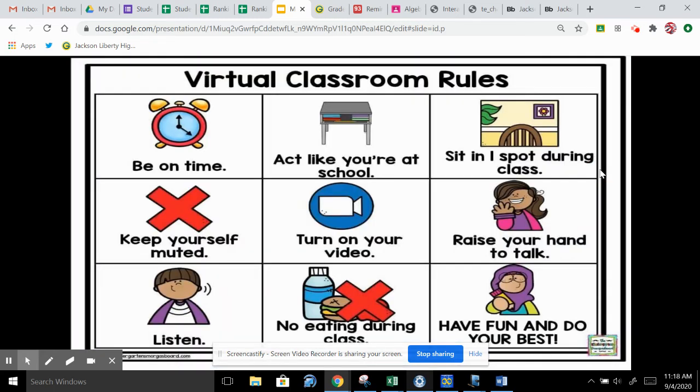Okay, the next page, guys, some virtual classroom rules. Please be on time. Don't keep everybody waiting. Act like you're at school. Obviously, you're home. Find a quiet place. Usually that's your bedroom. Sit in one spot, guys. Don't be moving around.